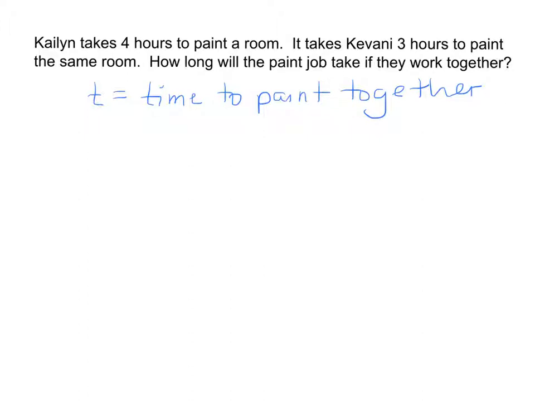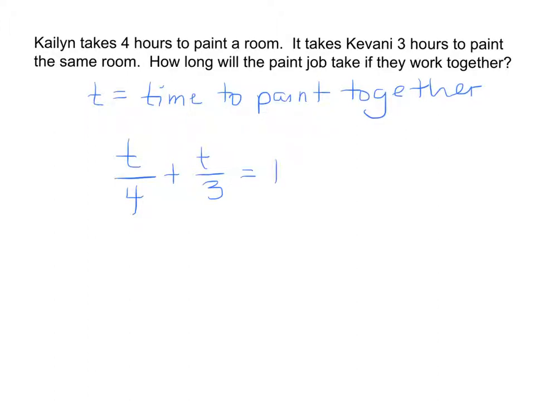And then we need to divide that time up. So the way it's going to work, if you take that time and divide it by 4, that's the fraction of the job that Kaylin's going to do. And then we need the fraction of the job that Cavani's going to do. And what should we divide the time by for her? 3. And that equals the total job, so 1.